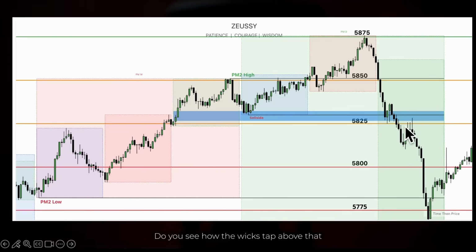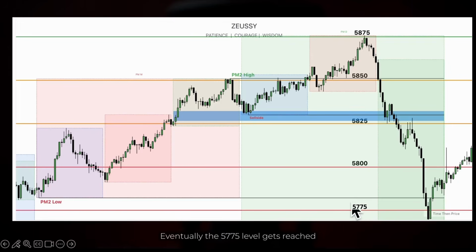Do you see how the wicks step above that 5,825 price level, reach the price range of that sequence of imbalances, this blue shaded box, and reject it to slam even lower? What is the market drawn towards? The market is drawn towards those key levels below market price and towards the sell side liquidity resting below the previous cycle low. Why? Because we took out the previous cycle high, and now the market is drawn towards the previous cycle low, which is right here.